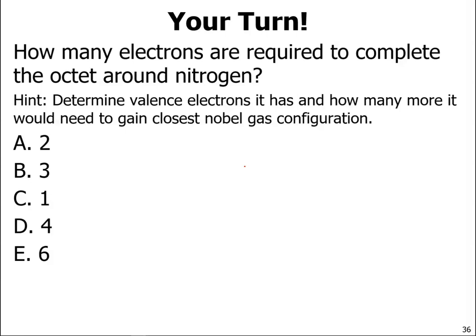Remember, octet is 8, and that is filling up the s orbital, which would be 2, and the p orbital, which can hold 6. So 6 plus 2 is 8. That's where that octet rule comes into play. Determine this, post your answer in our Blackboard space, and then I'll move to the next step.